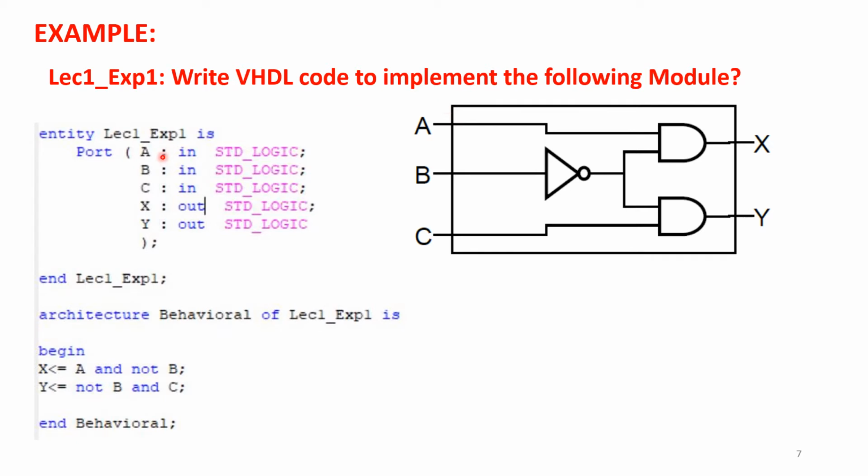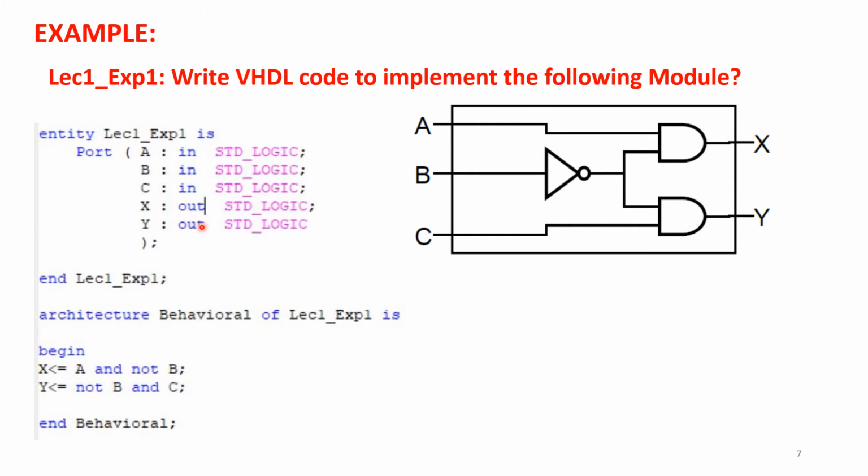If you look at the skeleton, we start with entity, then we give the name of that file. Here I have given lecture 1 example 1, then is, then port. Within port we declare the input and output. Here we have these three ports, A, B, C. They are our inputs, so we write A, B, C in, then std_logic, which represents that A is a single bit. If we have multiple bits, more than one bit, we usually call it a vector. The convention is a bit different, and we'll discuss it in the next slide hopefully.